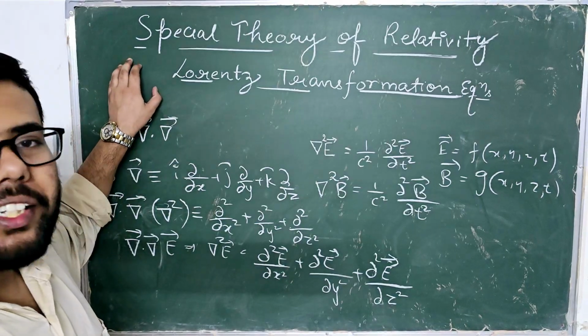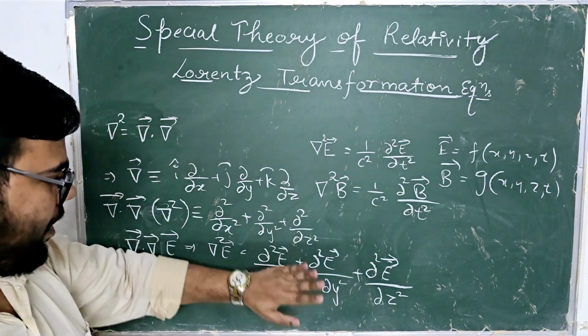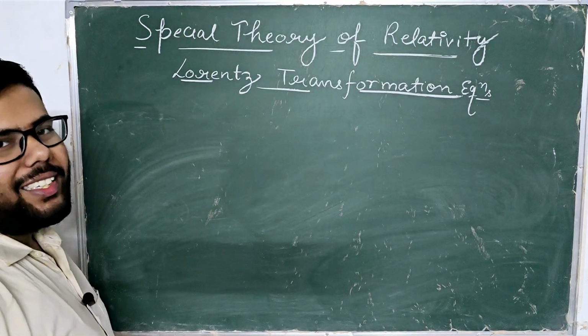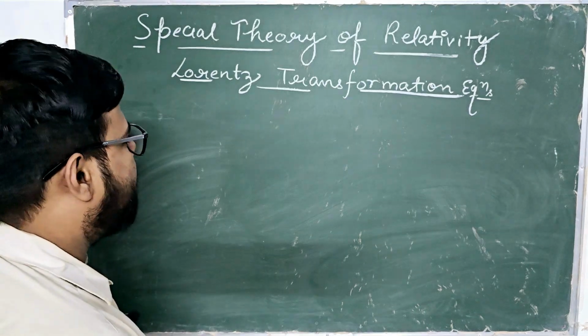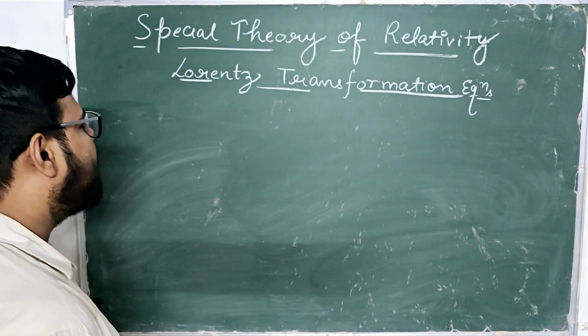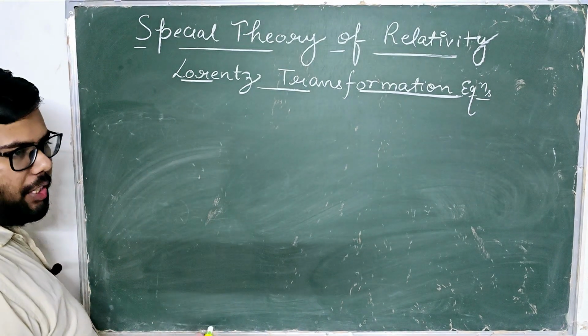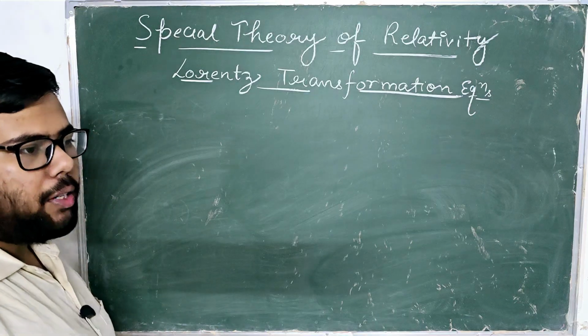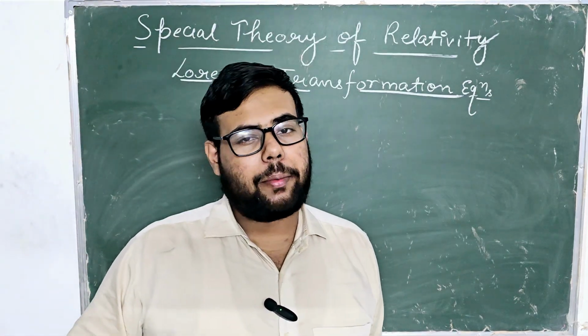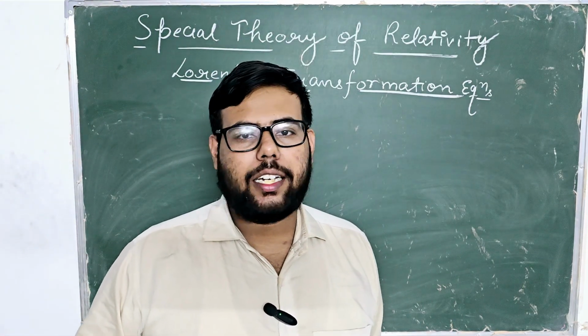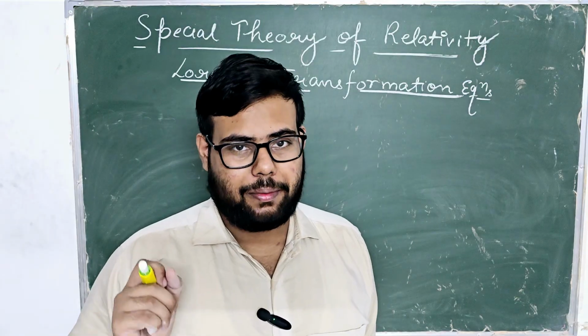Now let's move to Lorentz transformations. Let's understand what the Lorentz transformation equations are. Earlier in the Galilean transformation equations, we had x prime equal to x minus vt, y prime equal to y, z prime equal to z, and t prime equal to t.